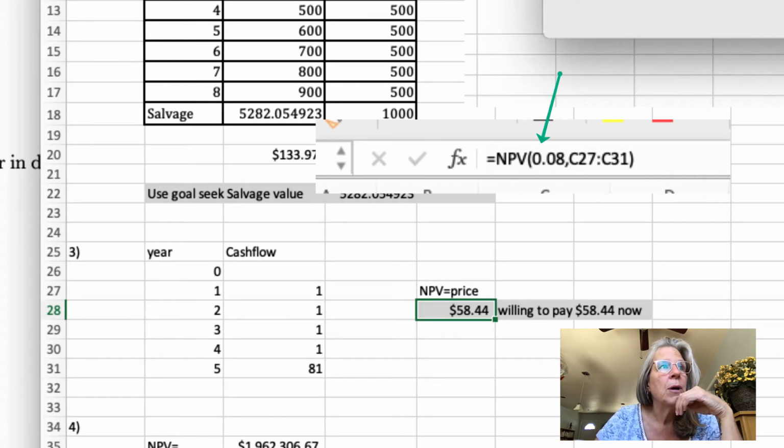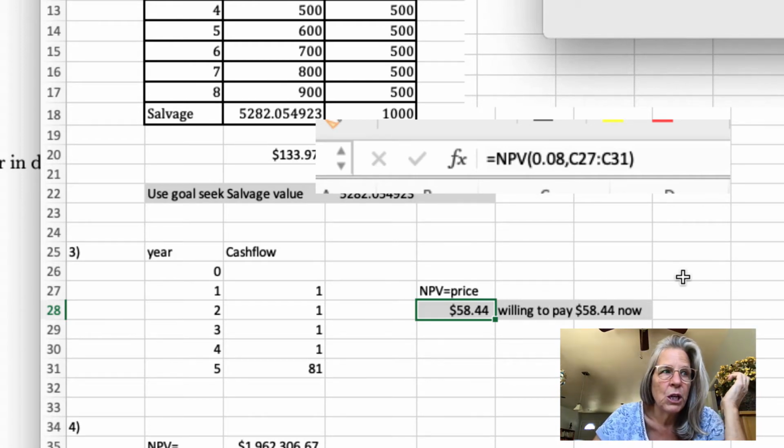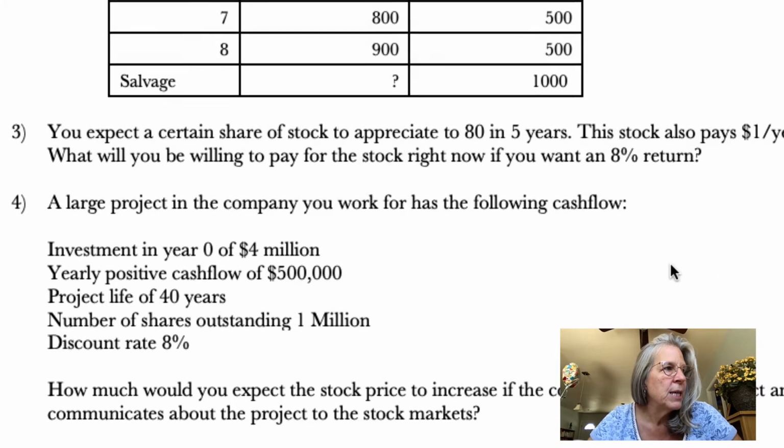And if you see up here, I just use 8%. I say, given the cash flows for this time period, how much am I willing to pay for it? And that means I'm willing to pay $58.44. That's what I could pay for this particular stock: $1 per year dividends, and then $80 in the future. Okay, let's look at the next problem.